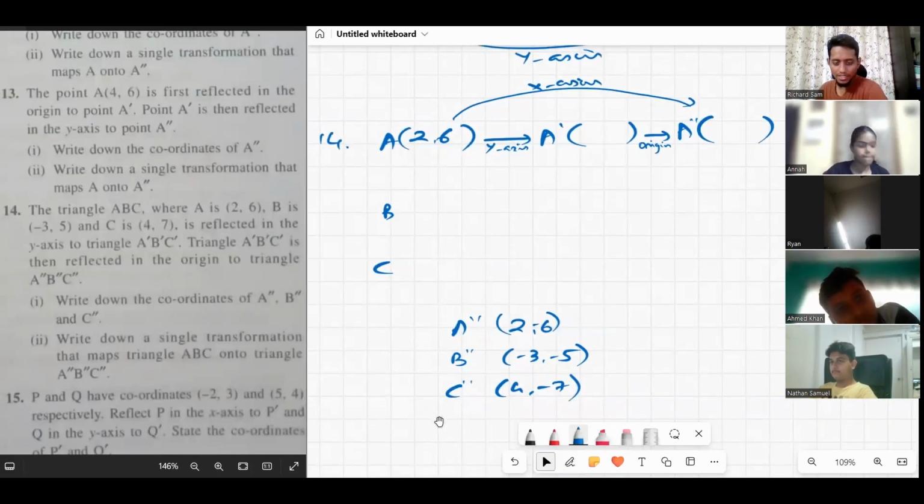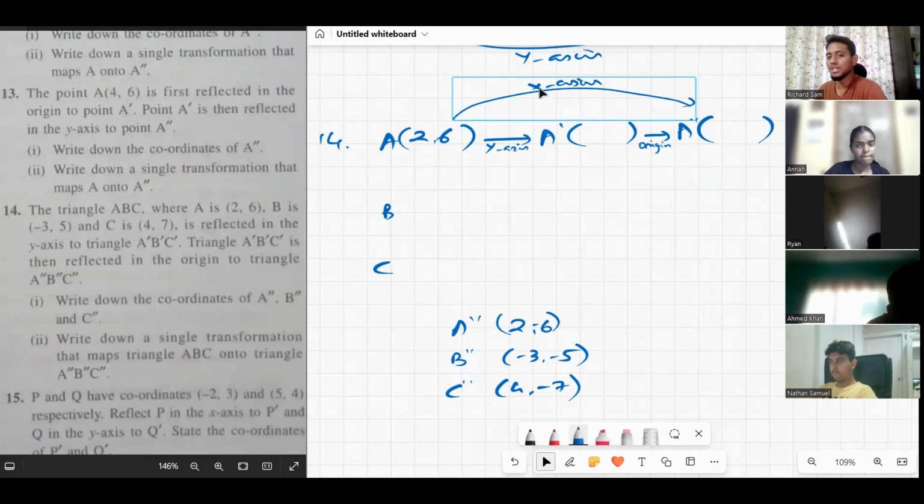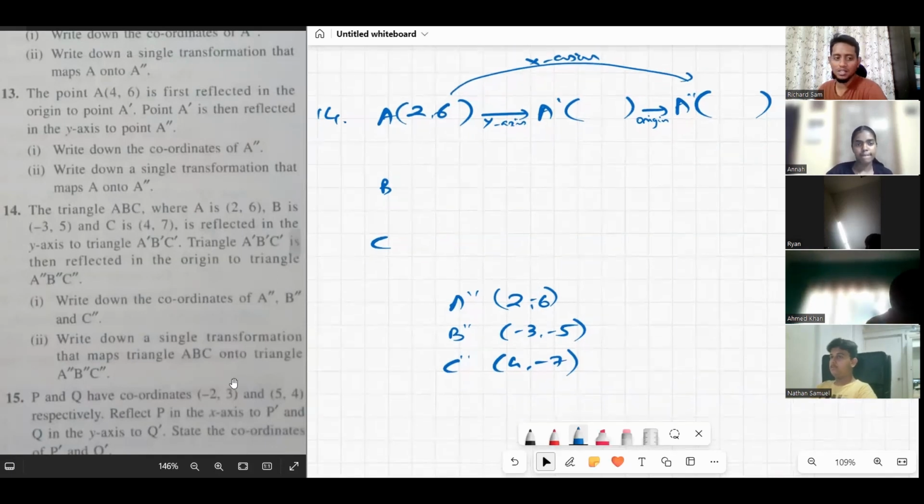Second one you should write, it's a single transformation. The single transformation is a reflection on the x-axis.